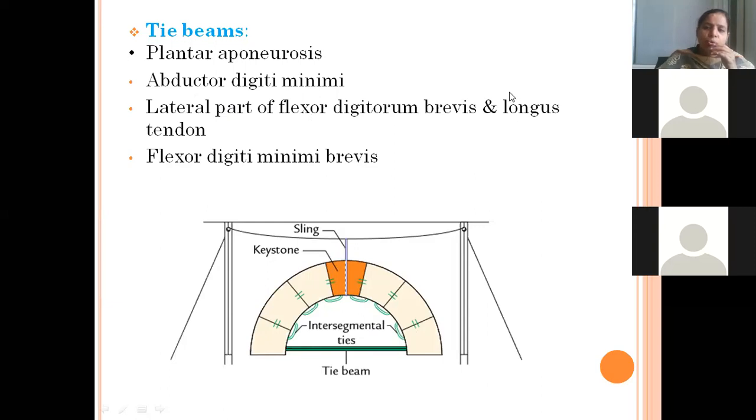As tie beams, we have flexor digitorum brevis and flexor digitorum longus tendon. Apart from that, we have flexor digitorum medial tendons. So these are all muscles which are holding the proximal and distal row of bones and maintaining them in such a way that the other bones are not coming and touching the ground. They should not come and touch the ground. They should be maintained in the form of an arch. That is the meaning of these tie beams.